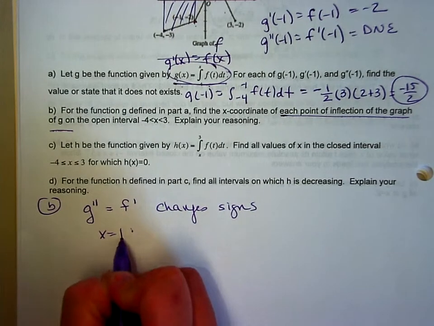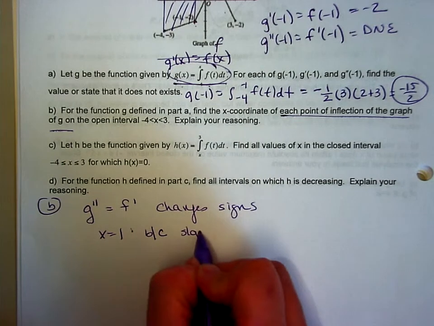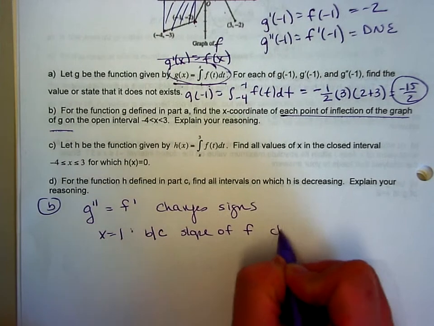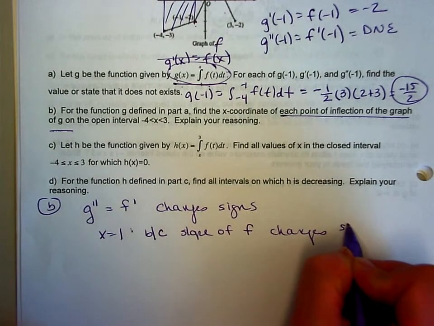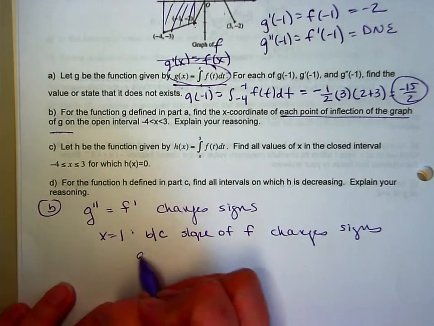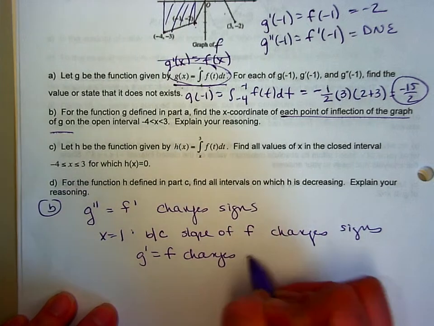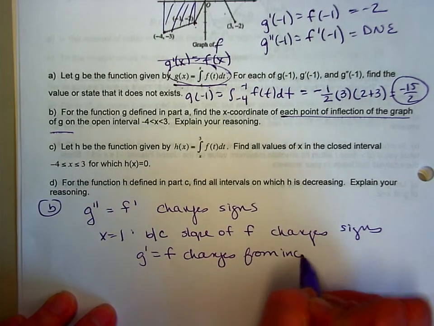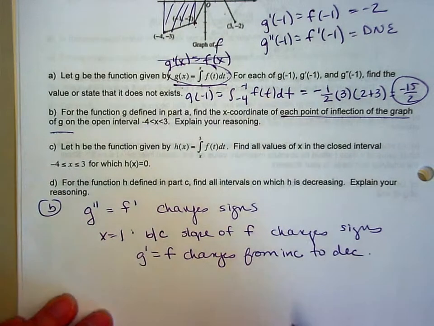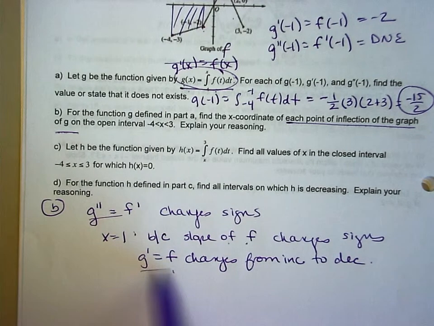And you can say because slope of f changes signs, or you can also say because g prime, which is really f, changes from increasing to decreasing. So somehow your justification must reference f, and you must show a connection between g and f somehow.